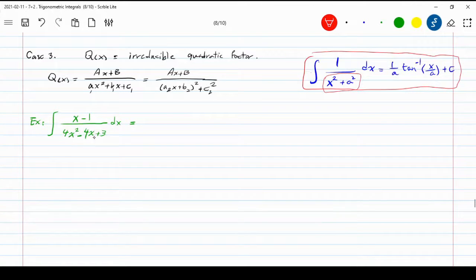What is the integral of (x minus 1) over (4x squared minus 4x plus 3)? So if you want to factor the denominator, the one thing that you should always check is to see if this denominator has a zero.